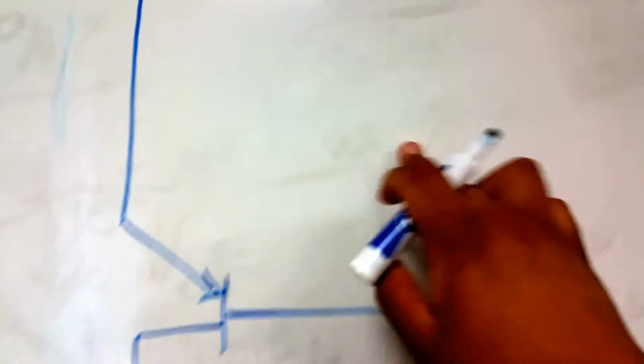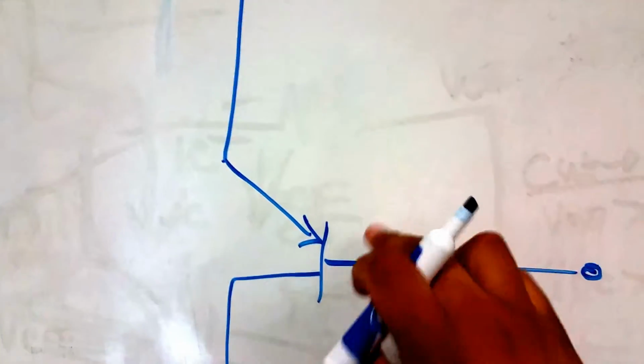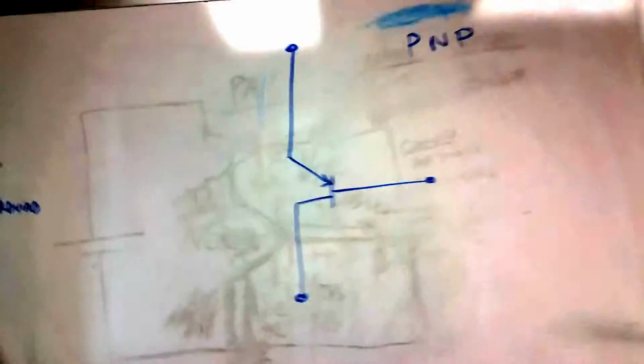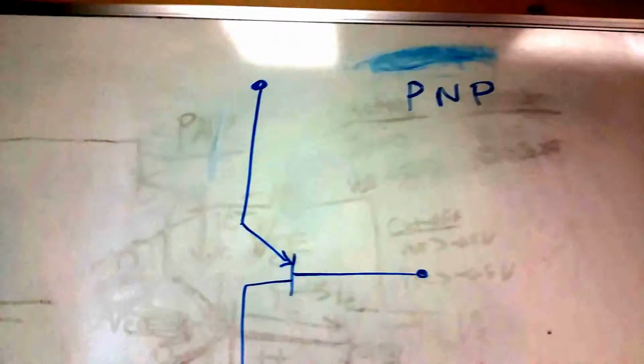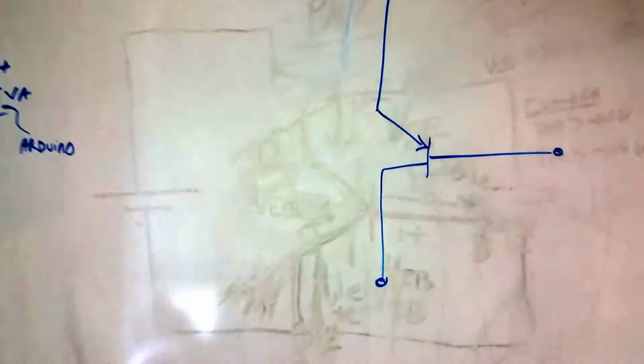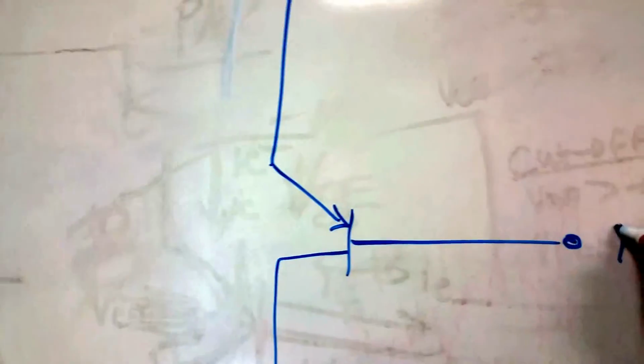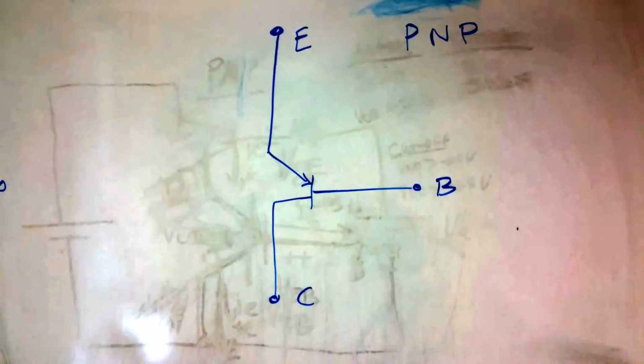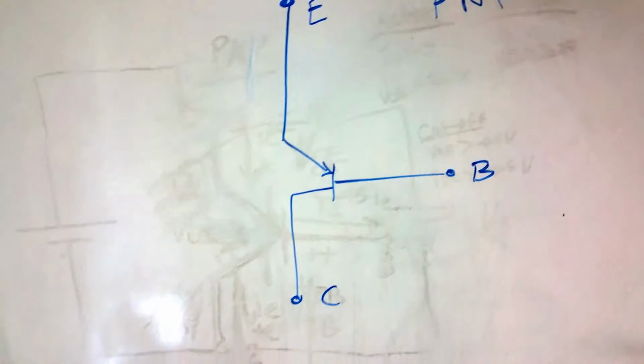PNP is pointing in proudly, which we can represent by this arrow right here. It's pointing in. So now that I know it's pointing in, I'm going to label the base, the emitter, and the collector. So right here we have the base, which I'm going to label as B, the emitter coming in the top, and the collector coming at the bottom. If you guys want to take a minute and look at this, I have labeled the base, the collector, and the emitter. With that, I'm going to do the currents.